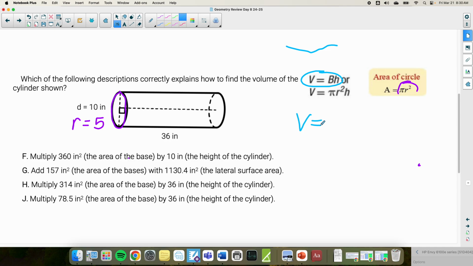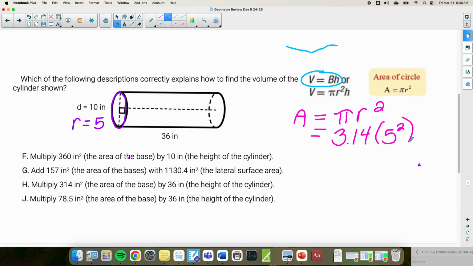Oh, I see what they did. They found the area of the circle first separately. Okay, so they found this first. Sorry about that. And the area of your circle is pi r squared. Like why they did it in parts like that, I'm not sure, but that's what they did. So when I do this one, I'd go 3.14. My radius is 5, and they would put the squared inside, just so you know.